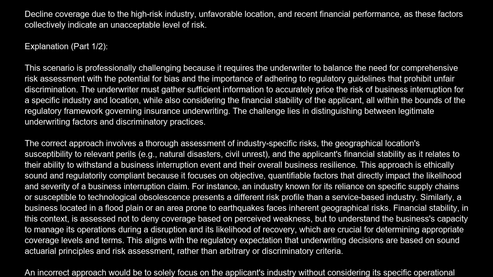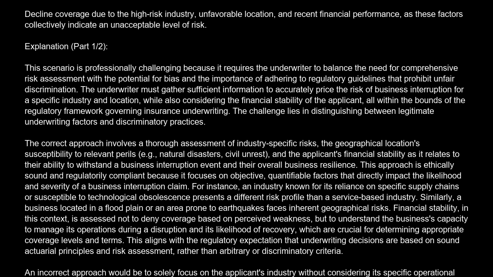The correct answer is B. Decline coverage due to the high-risk industry, unfavorable location, and recent financial performance, as these factors collectively indicate an unacceptable level of risk. Explanation: this scenario is professionally challenging because it requires the underwriter to balance the need for comprehensive risk assessment with the potential for bias, and the importance of adhering to regulatory guidelines that prohibit unfair discrimination.